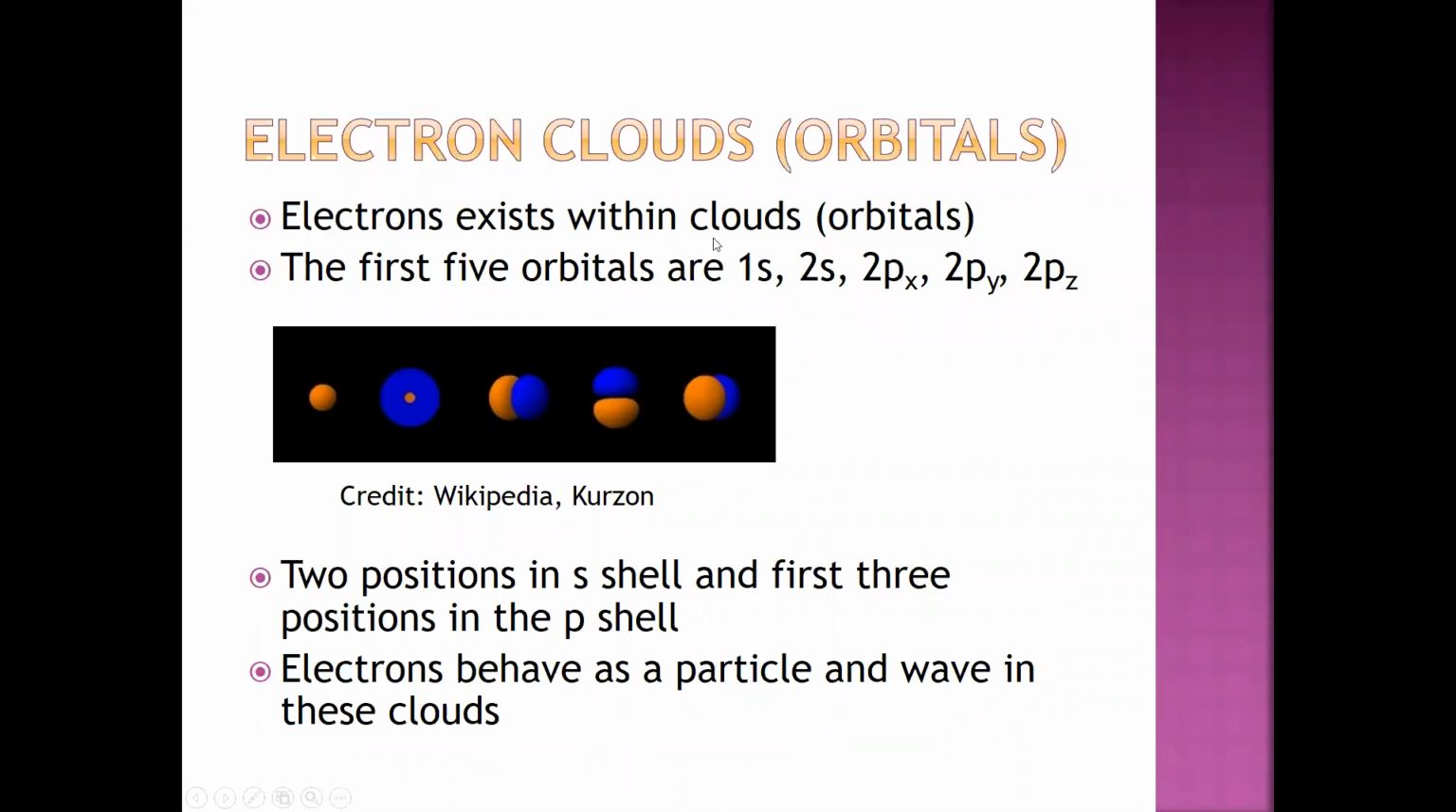So electrons exist within clouds or orbitals, and this is just a simplified picture of the first 5 orbitals, 1s, 2s, and then 2px, 2py, 2pz. And they're much more complex than this. So electrons behave as a particle in a wave, and they have a 95% possibility of being within these clouds. And it's described by a field of science called quantum mechanics. So we're not going to worry too much about that, but just to leave it at the fact that it's very complex.